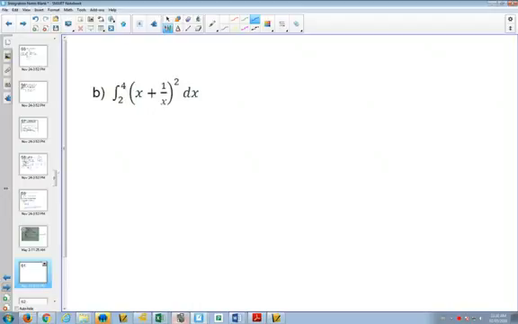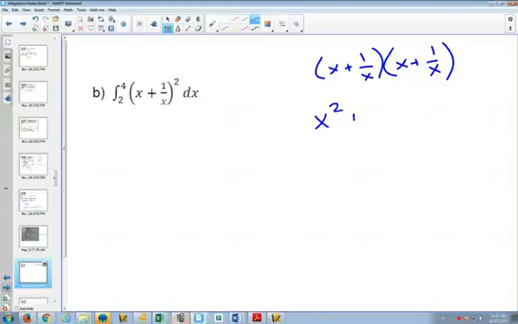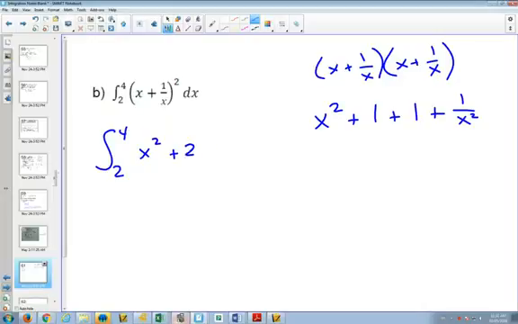So in this case, we are going to take the time to multiply it out. I'll do it over here. So we get the integral from 2 to 4 of x squared plus 2 plus 1 over x squared dx. Put this in a box off to the side here.